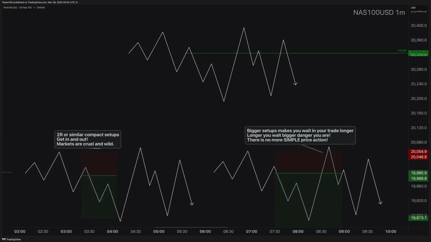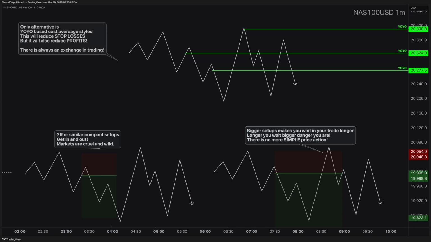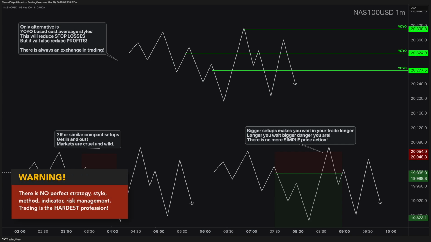Well, the only way to avoid all this is using masterclass yo-yo like cost average trades. This will reduce your stop losses and increase your win rates. However, cost average techniques have a big side effect. Your profits will be much lower compared to classic RR styling. As you can see, there is always an exchange in trading, and there is no holy grail at all. There is no perfect strategy, there is no perfect risk management, there's nothing perfect in trading actually. It is a hard business.